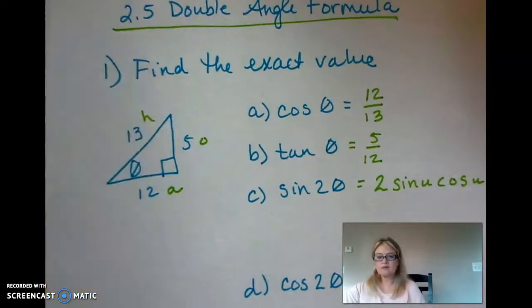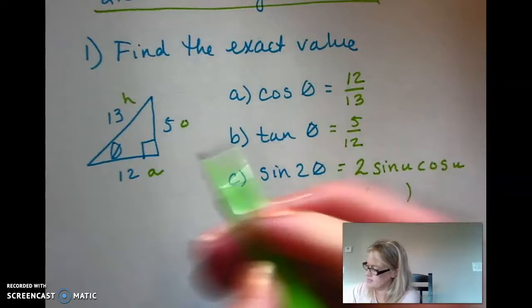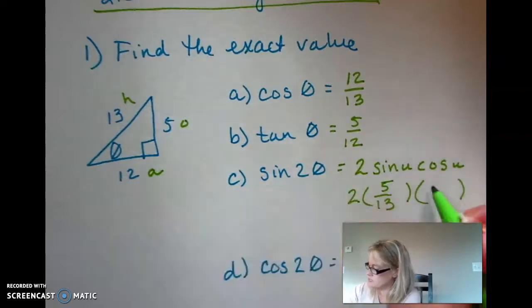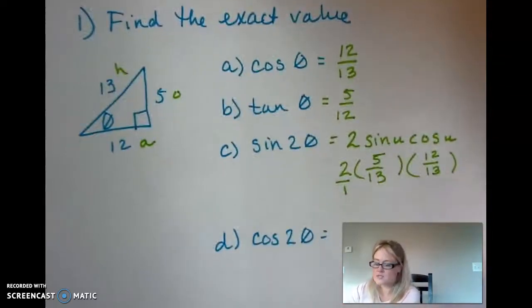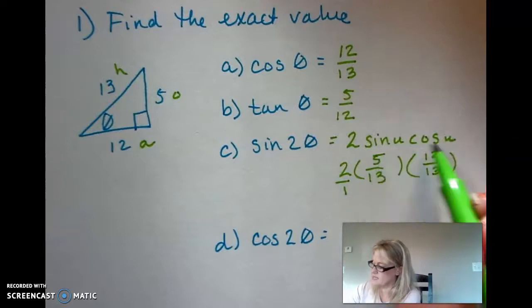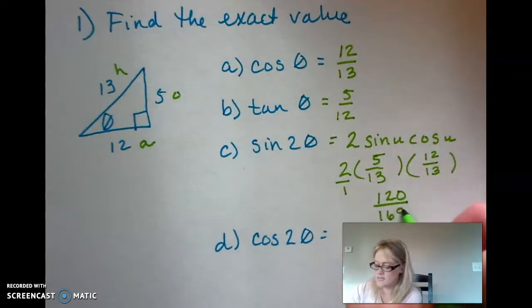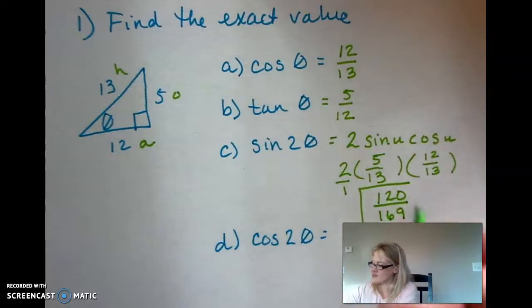And now I'm going to refer back to our triangle. 2 times the sine, which is opposite over hypotenuse, times the cosine, which is adjacent over hypotenuse. And this is like having 2 over 1. And now we just multiply straight across. 2 times 5 is 10, times 12 is 120, over 13 times 13 times 1, which is 169. It cannot be reduced, so that is the sine.